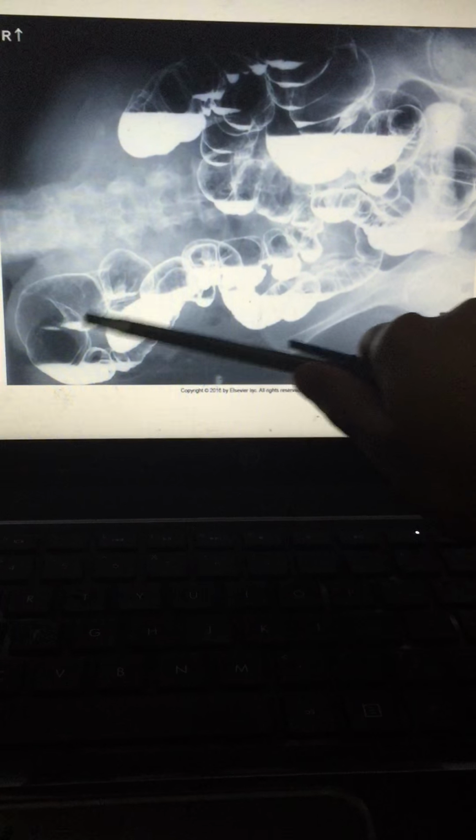Here is a left lateral decubitus, which demonstrates the entire colon, and here we are looking at the medial side of the descending colon and lateral side of the ascending colon.